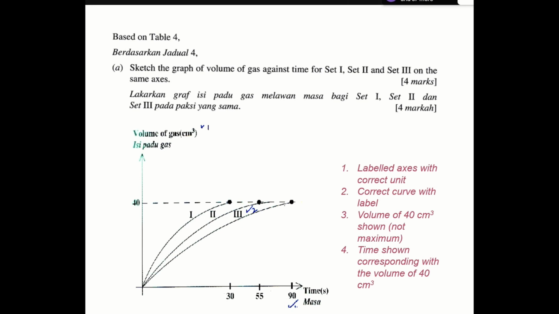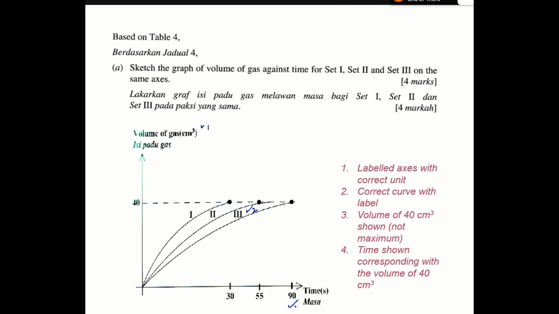So these are the 4 marks that the majority of students have a problem scoring, because they don't understand that at this period of time the reaction is not complete. So try to guide them with this keyword: 40 centimeter cubed means the reaction is not complete. So how are we going to sketch the graph?